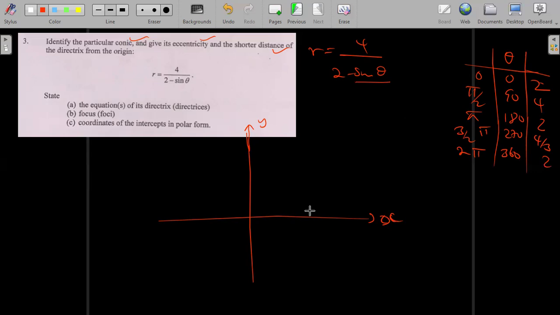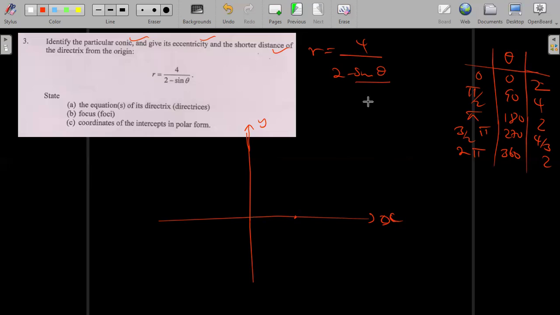You have this at 0. At 0, what point are you going to get? It's 2. So this 0 here accounts for the x, meaning in the y we're not moving. Then we have the value of 2 there. Then here you have when it's 90.